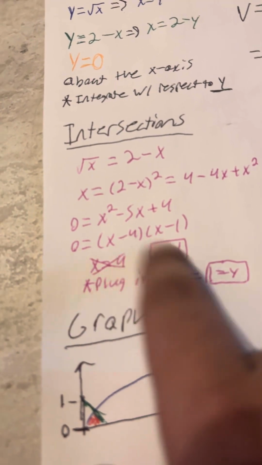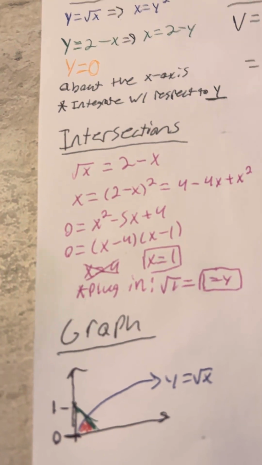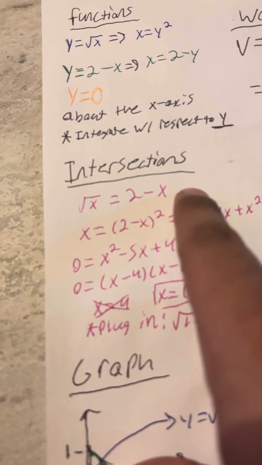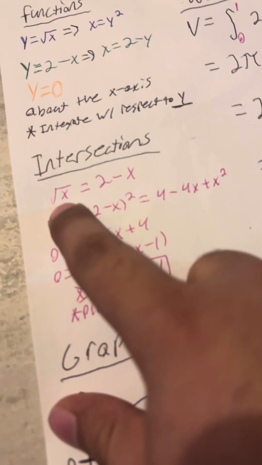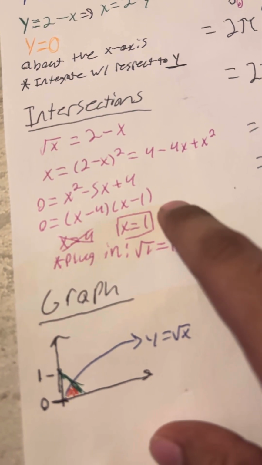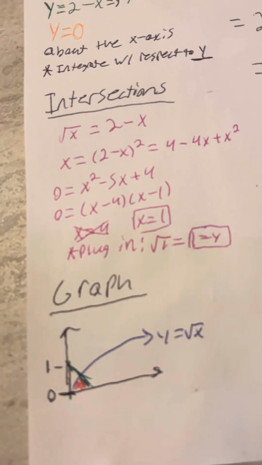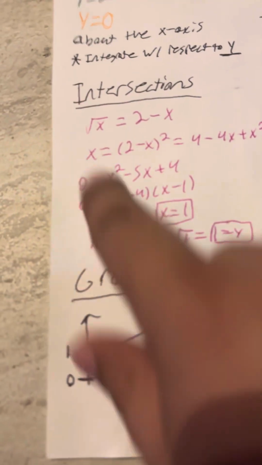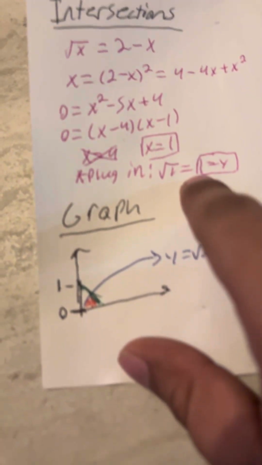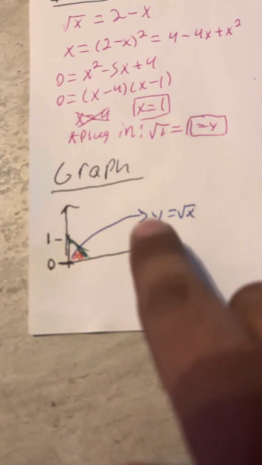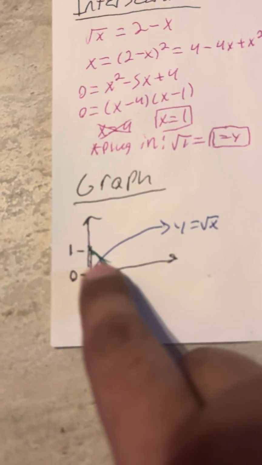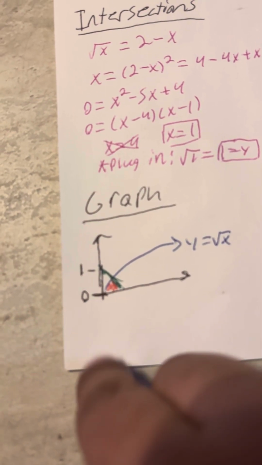However, only one of these is a true solution. If you plug it back in, you see 2 minus 4 will give you negative 2, and the square root of 4 cannot give you negative 2. And so my only true solution is x equals 1. And since I'm finding basically the range of my function, I have to plug it into one of my original functions in terms of x to get my y value. And so I have y equals 1. And so this is a little rough draft of how the graph will look with y equals the square root of x and my 2 minus x function, with the range being 0 to 1.